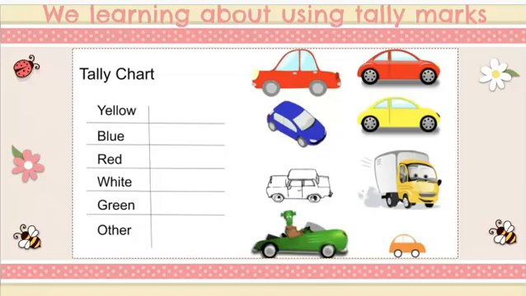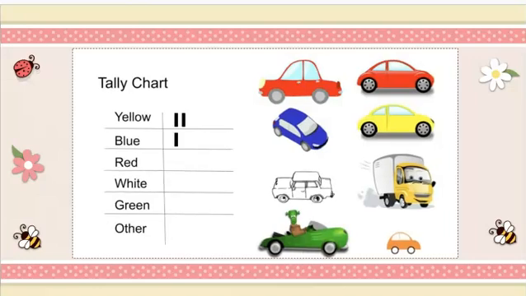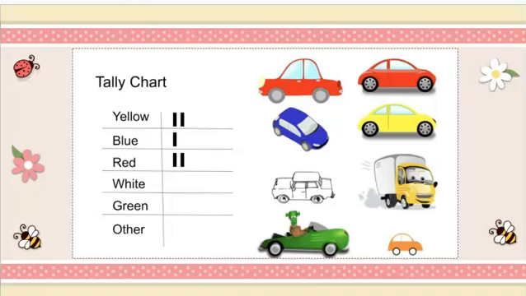So how many yellow cars can you guys see? Is there 2? I can see 2 yellow vehicles. So I'm going to put 2 marks onto the yellow vehicles. How many blue cars can you see? Ooh, I can see 1. So I'm going to put 1 tally mark onto my blue car. Now, the red cars. How many red cars can you guys see? Aha, I can see 2. Yep, so I've put 2 tallies next to my red car.